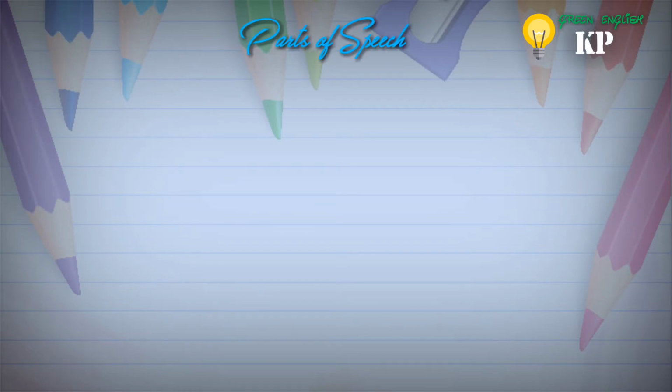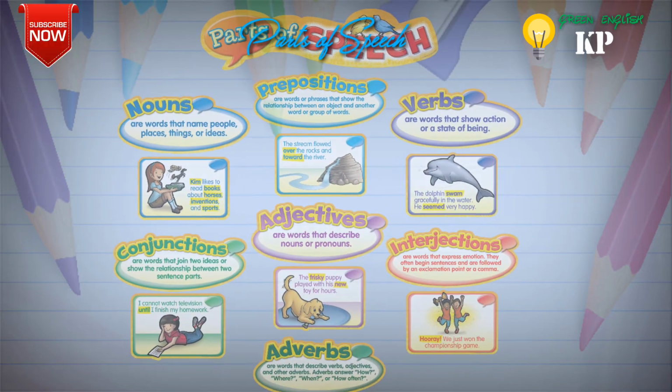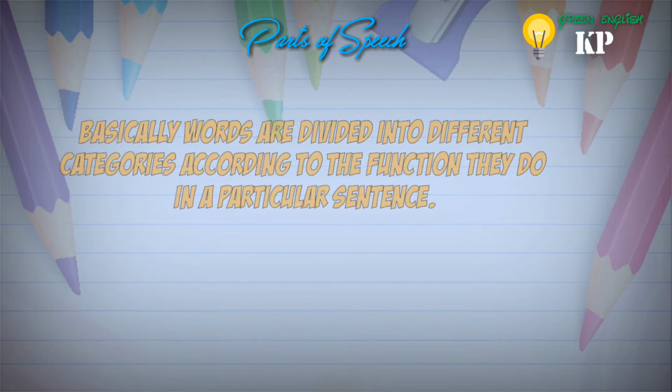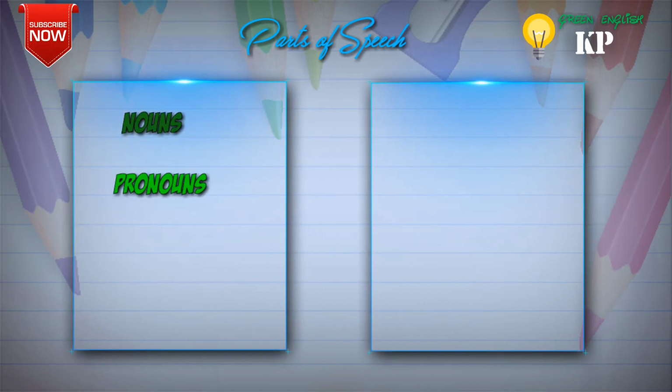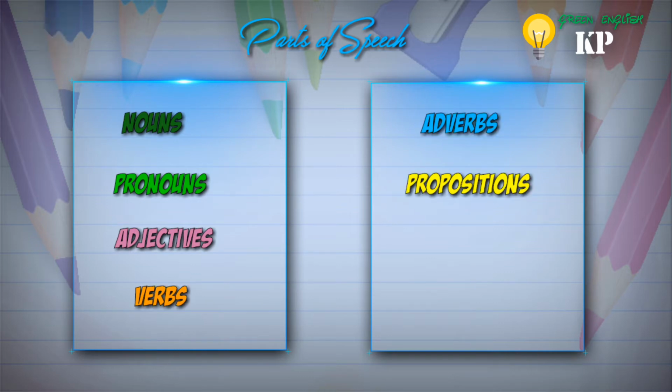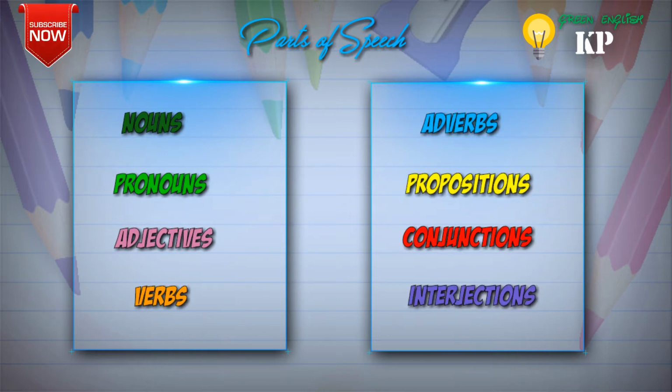In this video, I will introduce you to the 8 parts of speech and we will study them in detail in our upcoming videos, but for now this video is only an introduction to the 8 parts of speech in English. Now, what are parts of speech? Basically, words are divided into different categories according to the function they do in a particular sentence. These categories are nouns, pronouns, adjectives, verbs, adverbs, prepositions, conjunctions, and interjections.